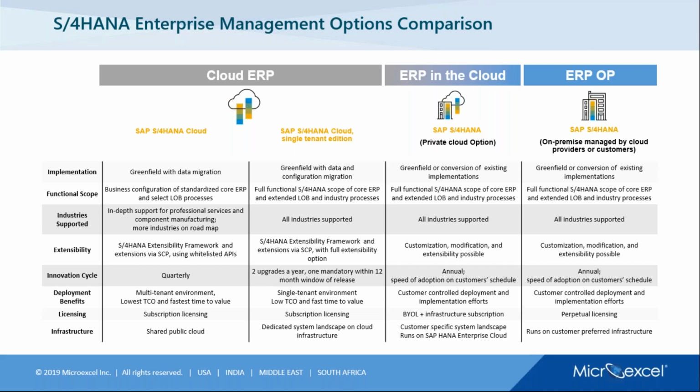Infrastructure, S/4HANA Cloud runs on a shared public cloud. Shared meaning there could be multiple tenants on the same instance, but there is no sharing of data, no sharing of configuration or any kind of mismatch of any information. So be rest assured, it's a product from SAP and it's foolproof. With the single tenant, there is a dedicated system landscape. That means dedicated system resources and an instance is given to you. And of course, private cloud and on-premise, we all know what it is. So by now, this is a summary of comparison of the different options that are available.